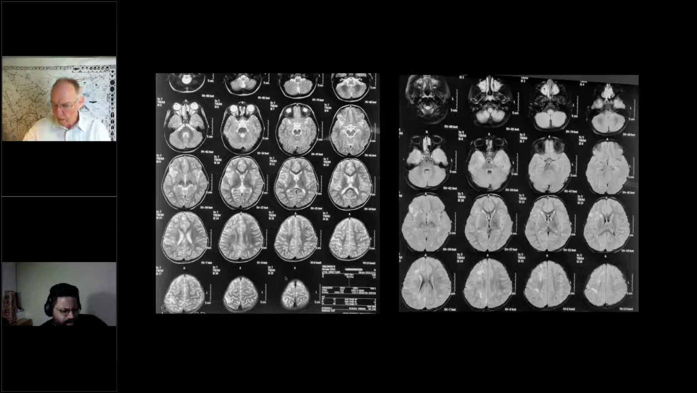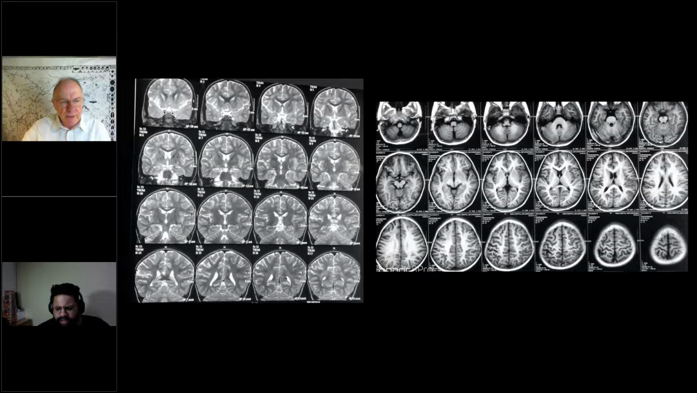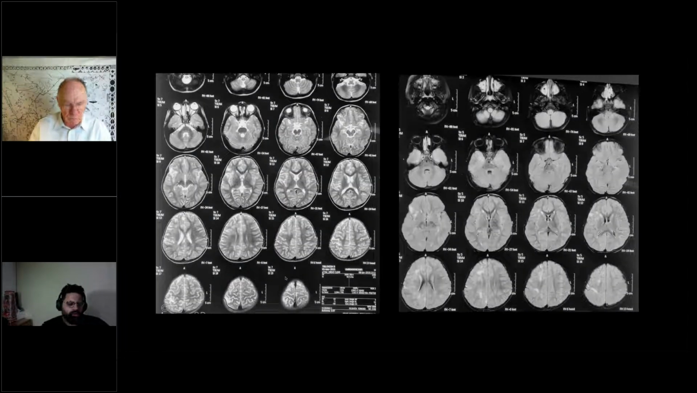Okay. Is there diffusion restriction? I don't have diffusion images. Scan actually, it's a late scan. It's at the age of 8 years. This is a late scan. It was not in the acute period. Because of epilepsy, we did the scan. There is no restricted diffusion.